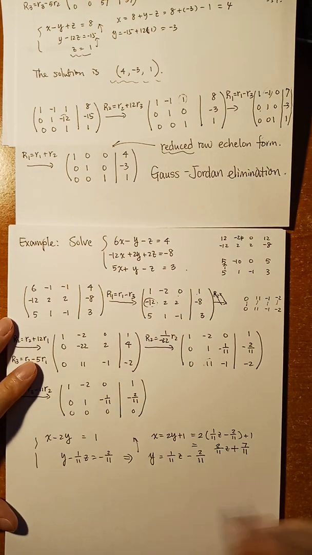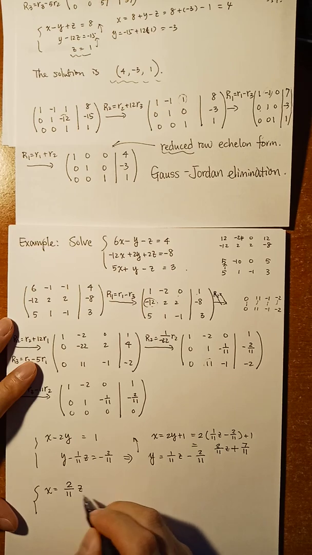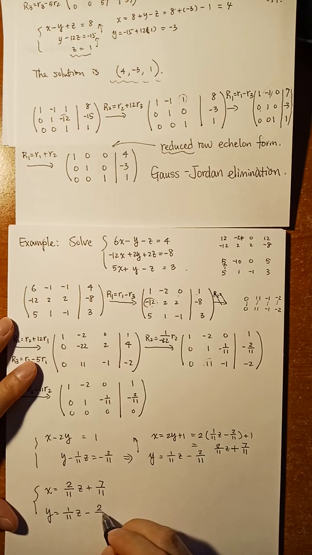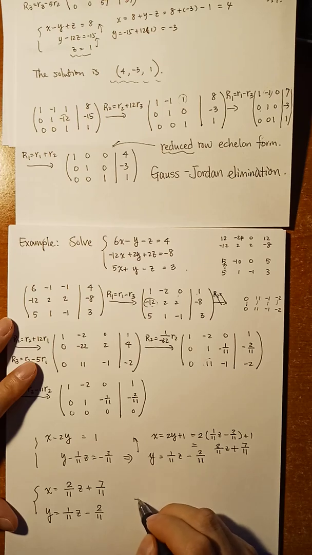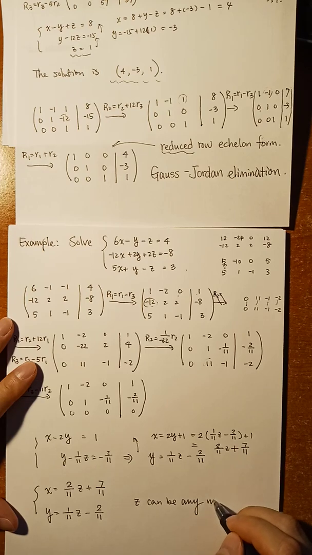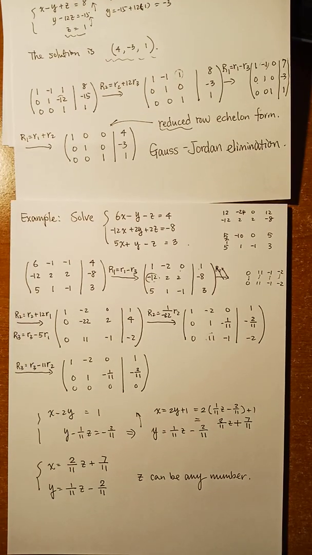Okay, so what do we get? We get the solution. x is 2 over 11 z plus 7 over 11, and y is equal to 1 over 11 times z minus 2 over 11. What is z? z can be any number. z can be any real number. Okay, and this means the system of equations has infinitely many solutions. All right?